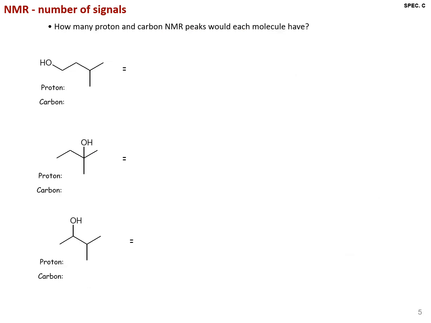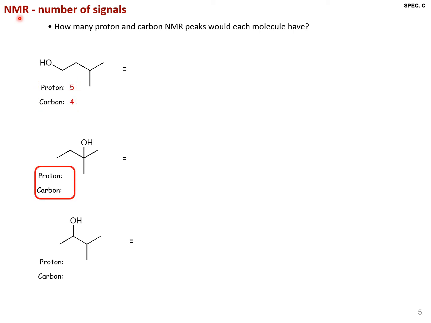How many proton and carbon signals would you expect each of the 3 molecules to have? And don't forget that the hydrogen attached to oxygen would also show up in the proton NMR. Let's start with the one on top. If the methyls are equivalent, we have 1, 2, 3, 4, 5 proton peaks, and you would expect 1, 2, 3, 4 carbon peaks.